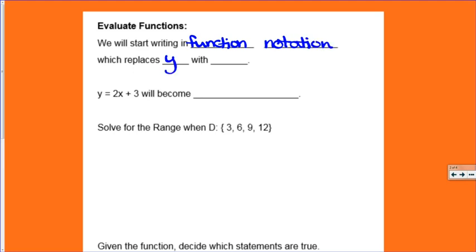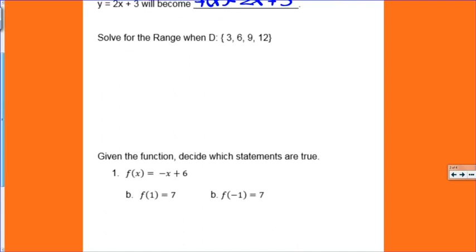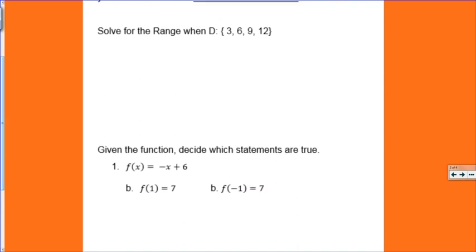which replaces your variable y with f of x. So our equation y equals 2x plus 3 will become f of x equals 2x plus 3. That's all that changes. All that changed is we made y now f of x. So when we're evaluating functions, that just means they're going to give us parts of the domain and we need to solve for the range. And we've already practiced this a little bit.